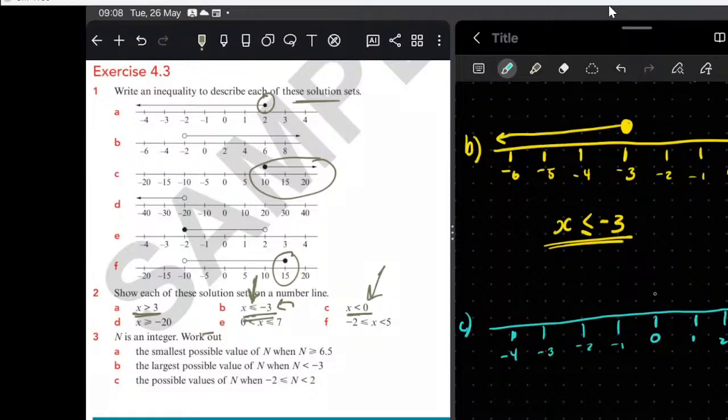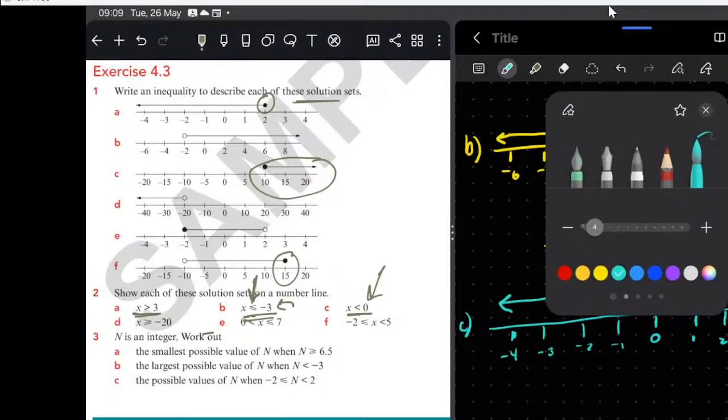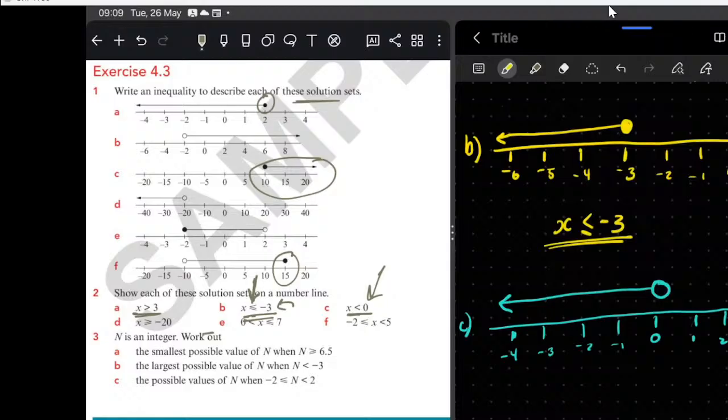X is less than 0, so we go to which position on the number line? Which position are we starting? At 0. Then we are putting a circle there. And where is it supposed to face? To the left, because X is less than. Are we supposed to shade or not? There's no or equal to. So we don't shade.